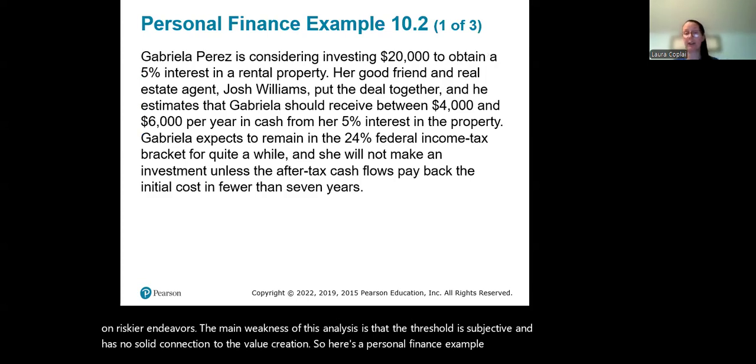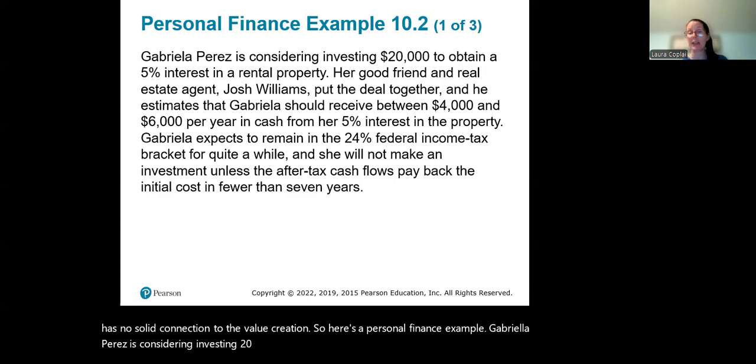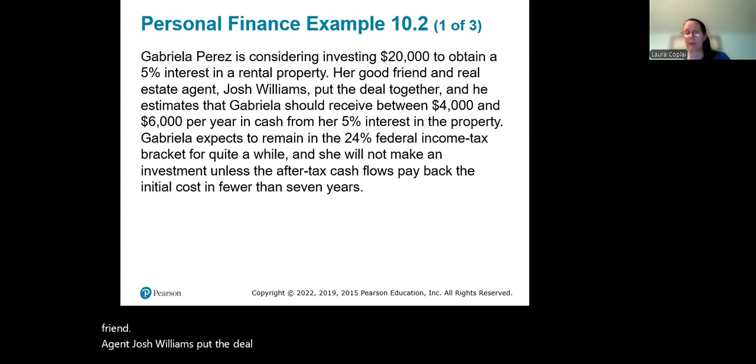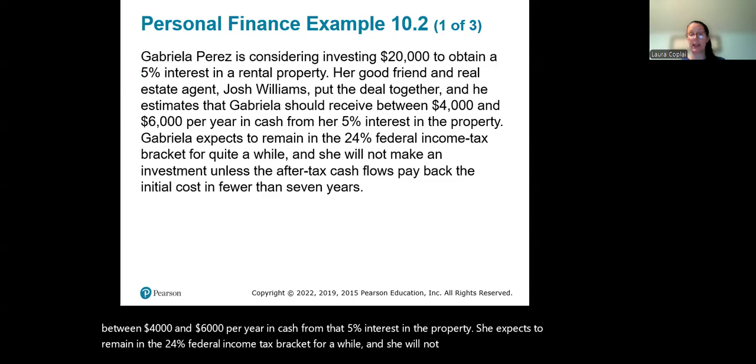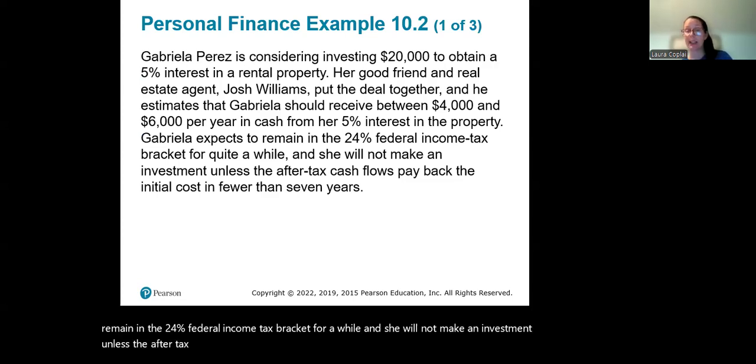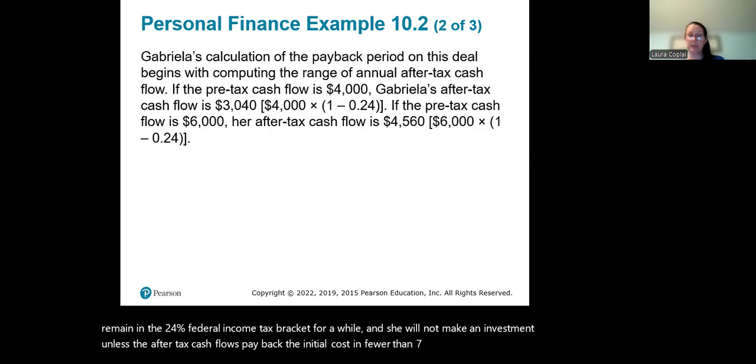So here's a personal finance example. Gabriela Perez is considering investing $20,000 to obtain a 5% interest in a rental property. Her good friend and real estate agent, Josh Williams, put the deal together, and he estimates that Gabriela should receive between $4,000 and $6,000 per year in cash from that 5% interest in the property. She expects to remain in the 24% federal income tax bracket for a while, and she will not make an investment unless the after-tax cash flows pay back the initial cost in fewer than 7 years. So let's take a look at her payback period on this deal.